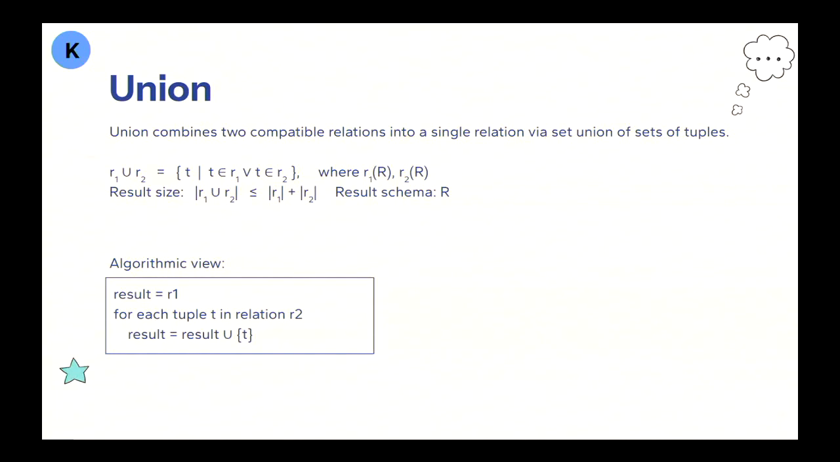And here is the algorithm for calculating union. We initiate the result with one of the operands, and then we introduce the items of the second relation one by one. So that's the algorithm here.